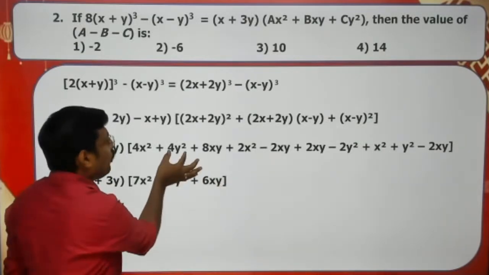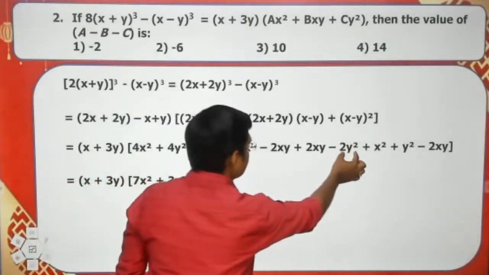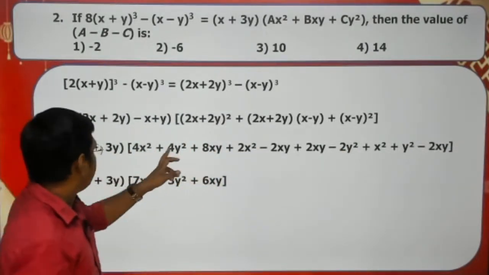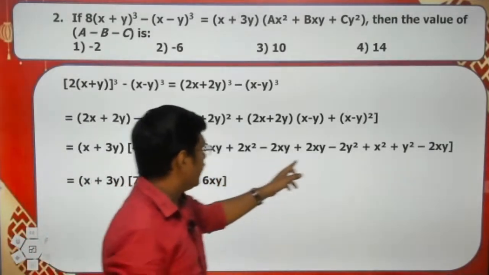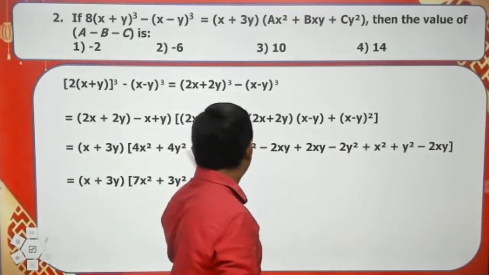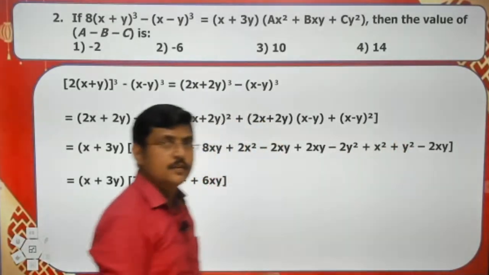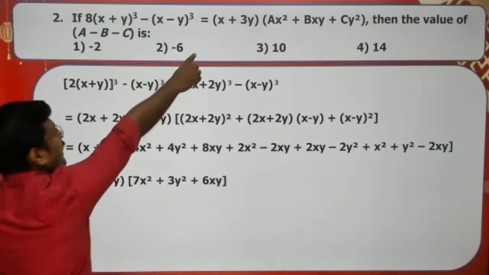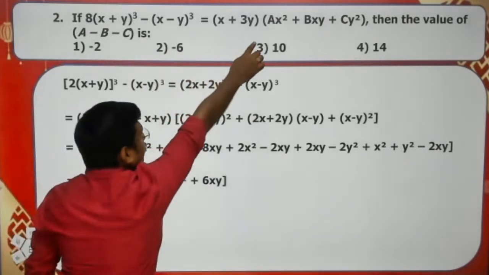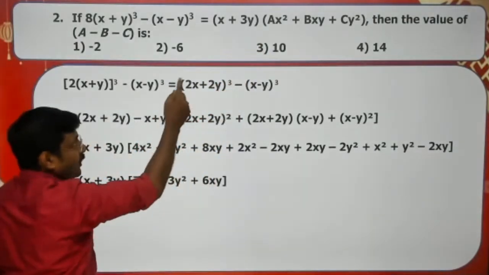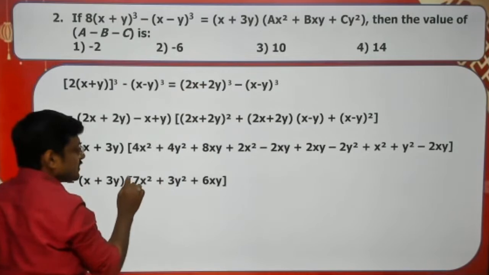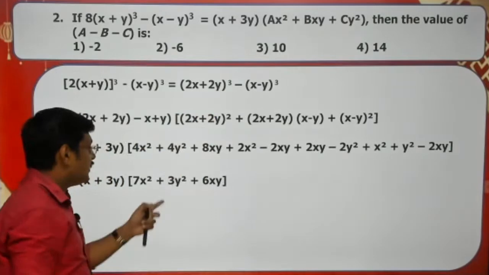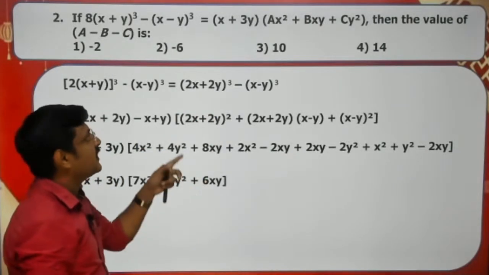Then after that y square: 4y square, then minus 2y square, 4 minus 2, that is 2, plus 1, so 3y square. Next step is we need to compare this, right? So x plus 3y, it is x plus 3y. The coefficient of x square is a, here the coefficient of x square is 7, so we can say that a is equal to 7. Next xy, the coefficient is b, so here it is 6, so b is 6, and the coefficient of y square is 3.